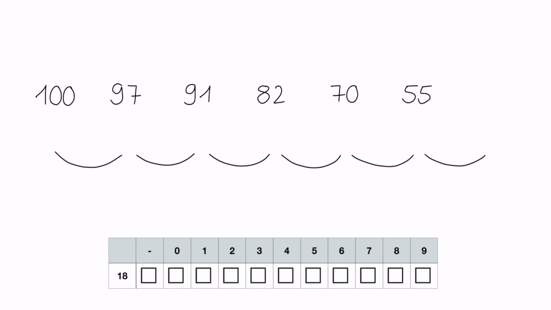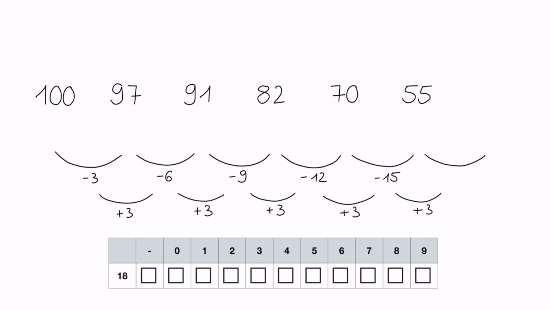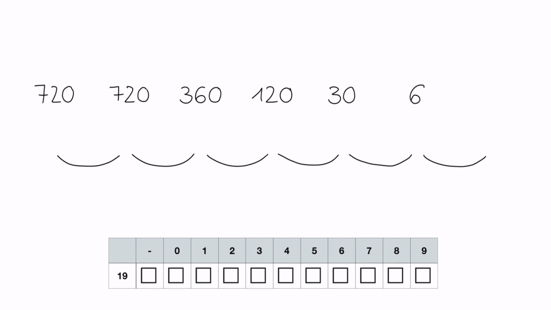So exercise 18 is clearly another recursive exercise. We're subtracting 3, then 6, then 9, then 12, then 15. So we're adding 3 each time in between the rules, which will give us 55 minus 18, which yields 37. So we just mark 37, and then we are on to exercise 19.